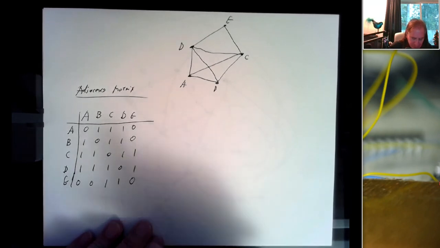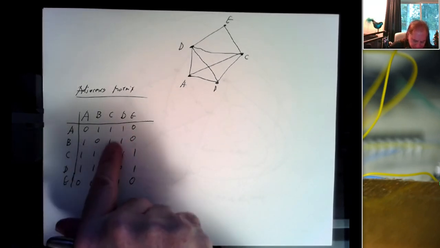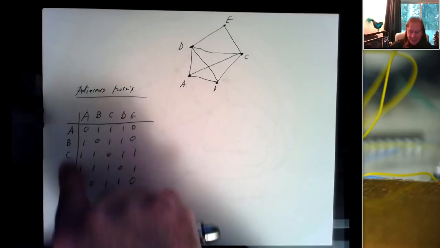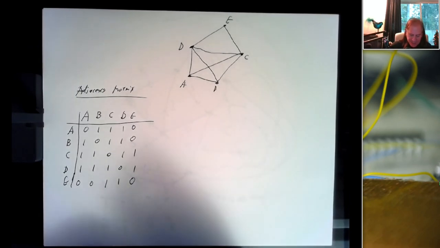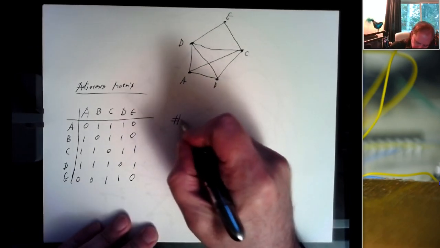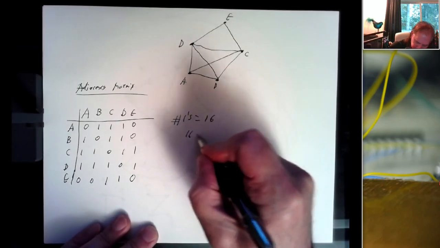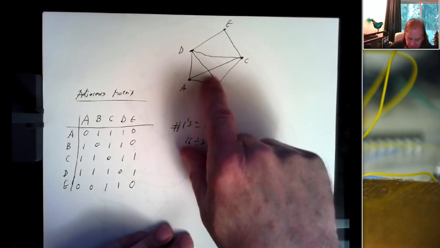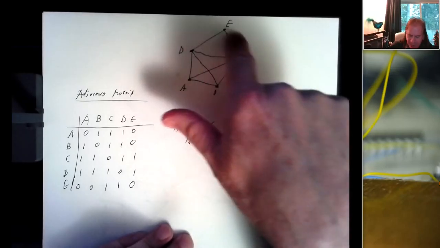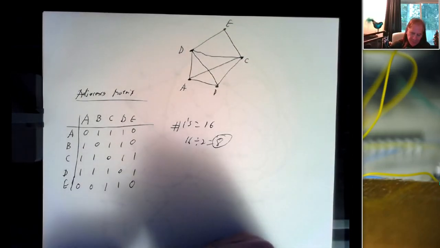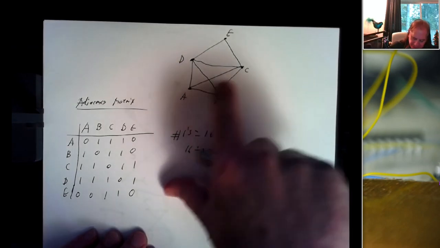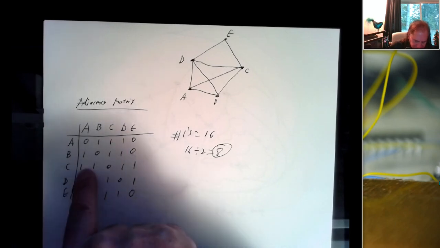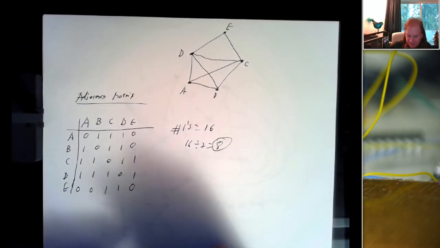We could also tell how many edges there are. Now, how would we know that? Well, we could count up the number of ones. 1, 2, 3, 4, 5, 6, 7, 8, 9, 10, 11, 12, 13, 14, 15, 16. Total of 16. So the number of ones equals 16. 16 divided by 2 is 8. We should have 8 edges in this graph. 1, 2, 3, 4, 5, 6, 7, 8. And that's simply because, if there's an edge from A to C, it will show up in row A, column C. It'll also show up in row C, column A. So the edges get counted twice.